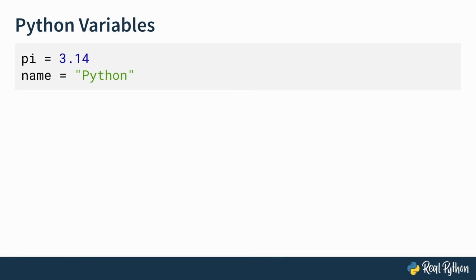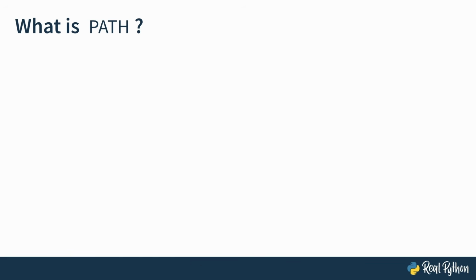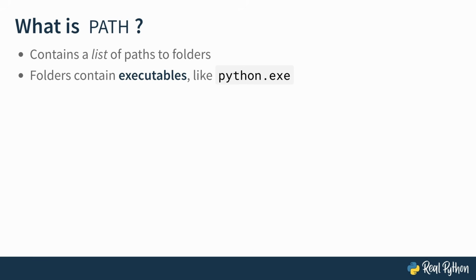Just like your Python programs can have variables to store different values, your operating system also keeps track of its own variables, which we call environment variables. You might have a user one to store the currently logged in user, or home that holds the user's home directory. Path is an environment variable that stores a big string, which contains a list of paths to folders. Those folders contain executables like python.exe, and these are basically programs that are run when a command with the same name is invoked.